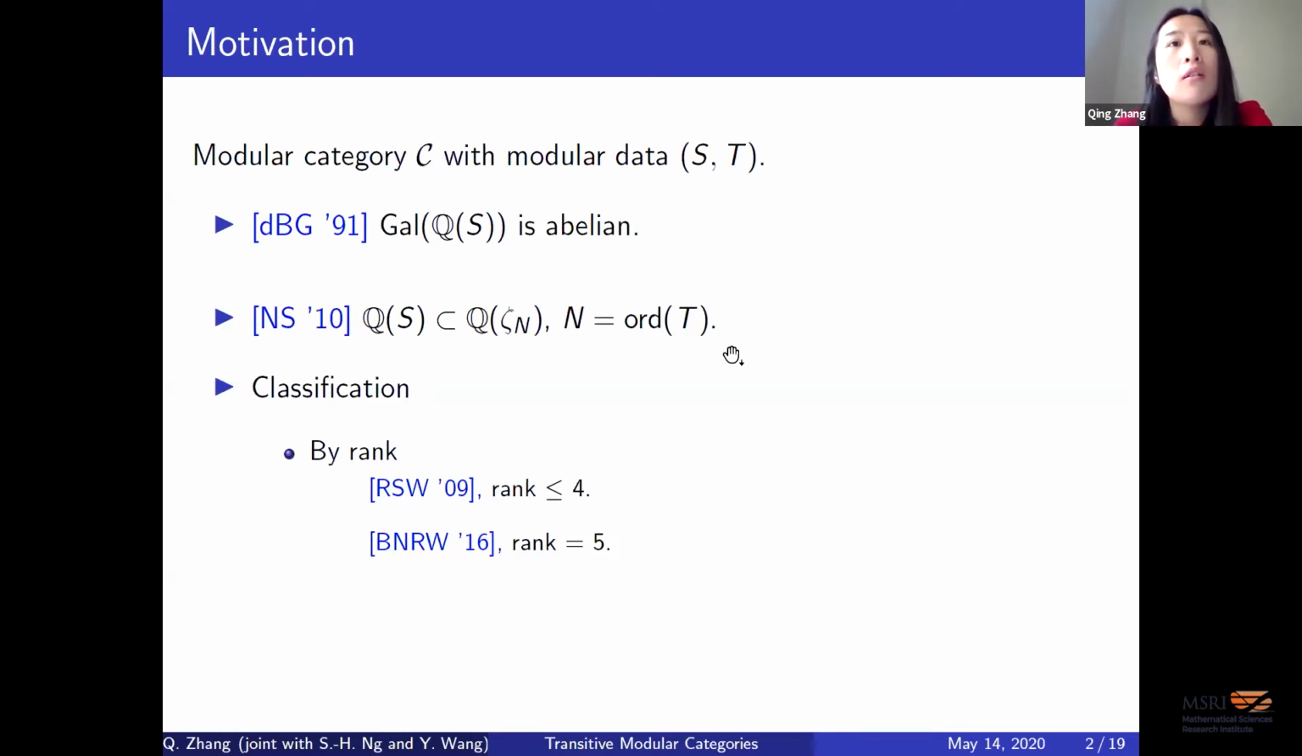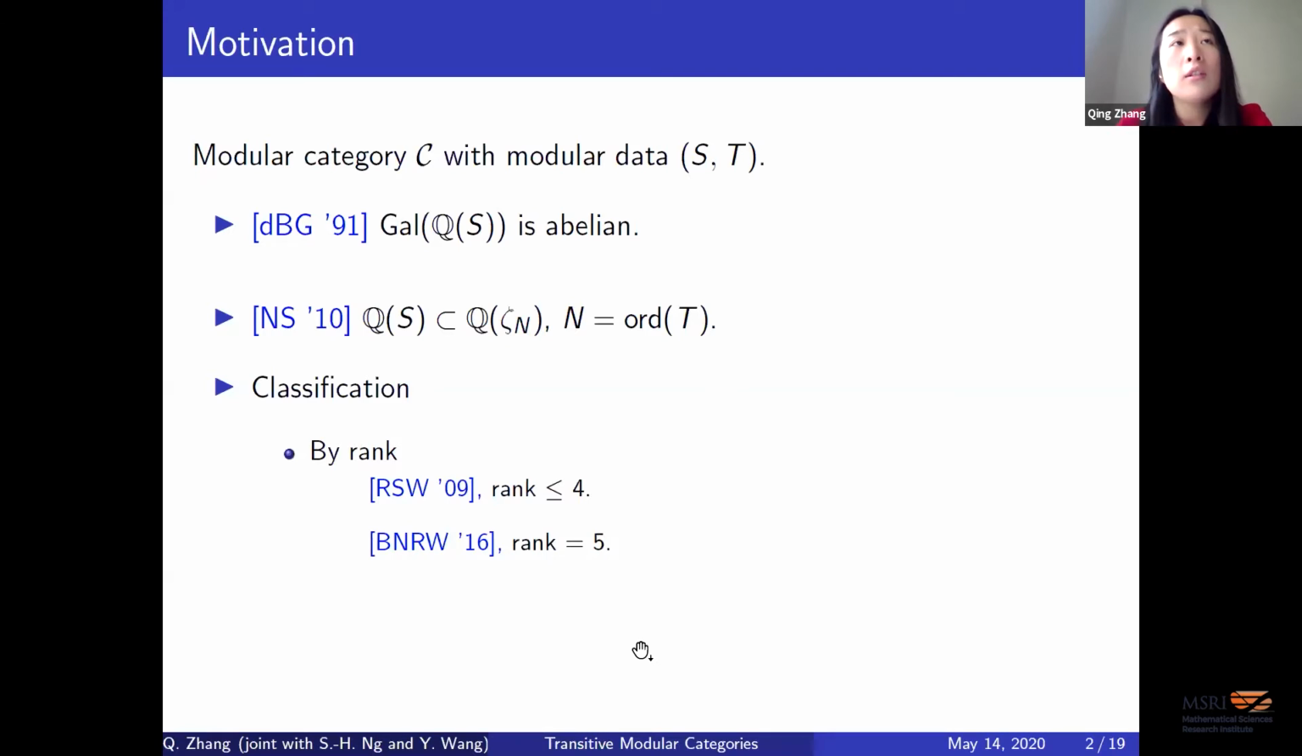So our project was motivated by this process of classification. Roughly speaking, to classify modular tensor categories at a certain rank, we first consider all the abelian subgroups of the symmetric group S_r, where r is the rank of the category. And then for each case of the Galois group, we try to figure out the corresponding modular tensor categories.